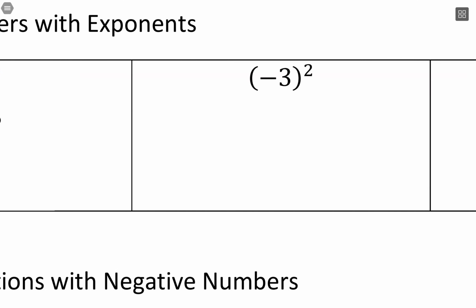With the parentheses, the exponent is hitting the parentheses, meaning it's that entire thing that's being squared. So what this would look like is taking the parentheses with -3 times the parentheses with -3. Well, negative times a negative is a positive, so this is going to be +9.